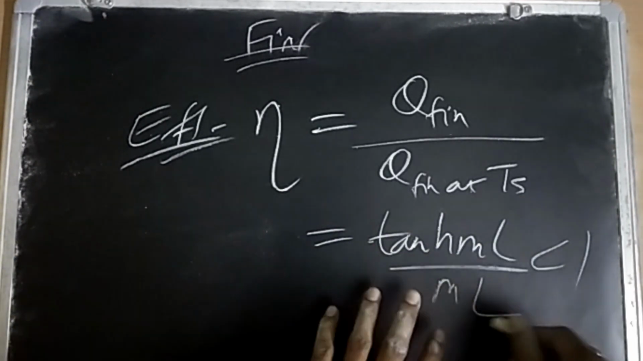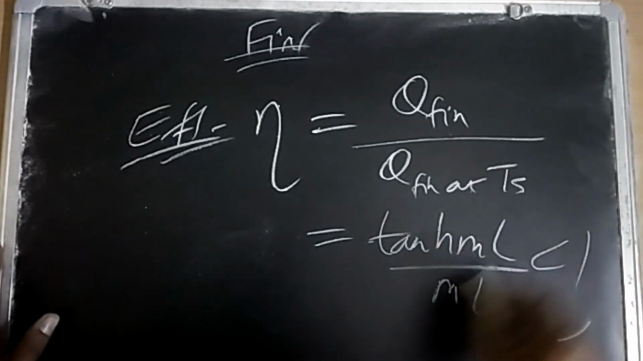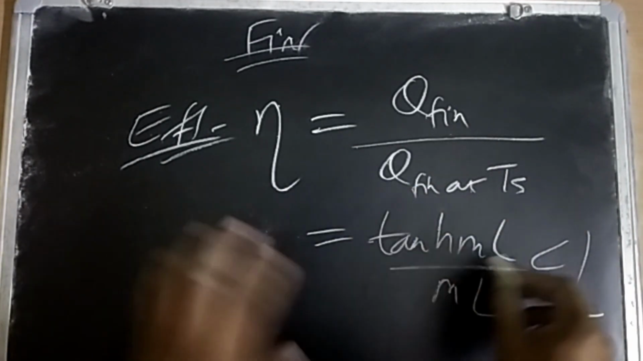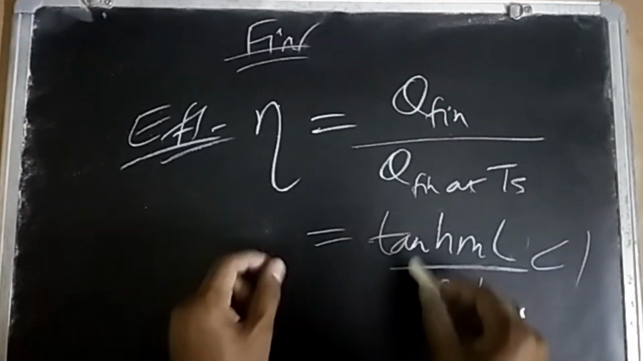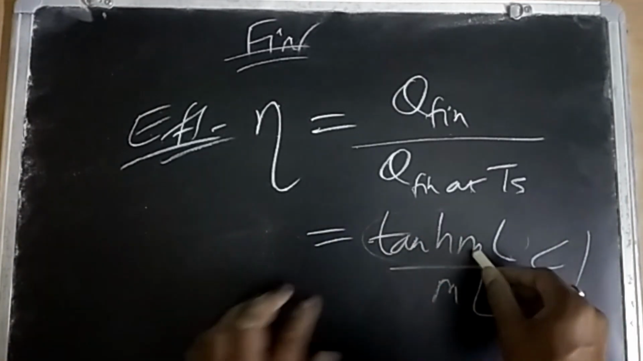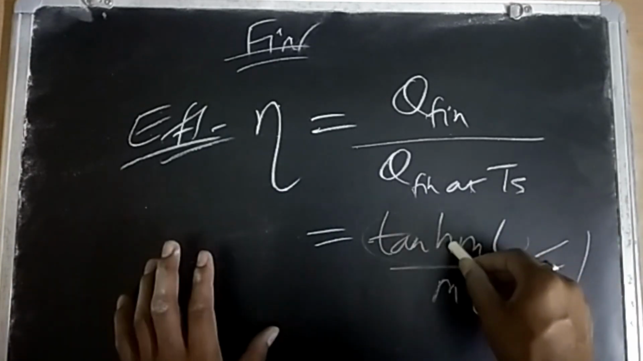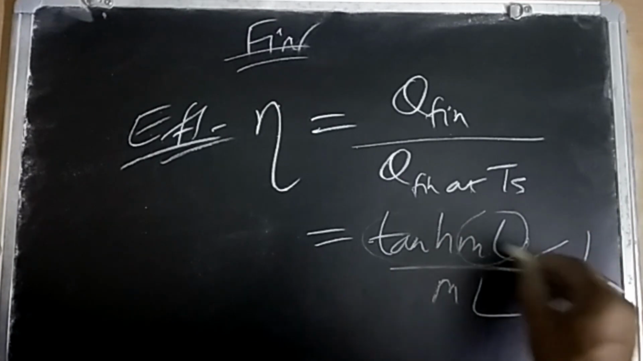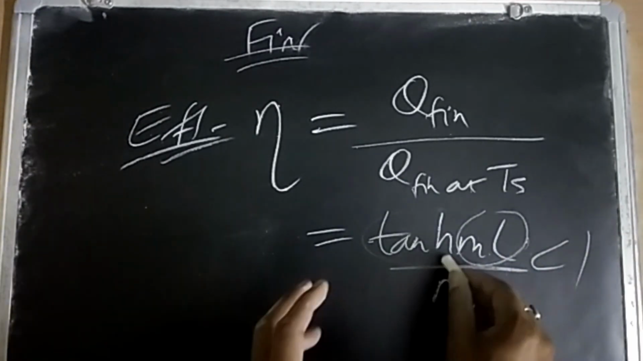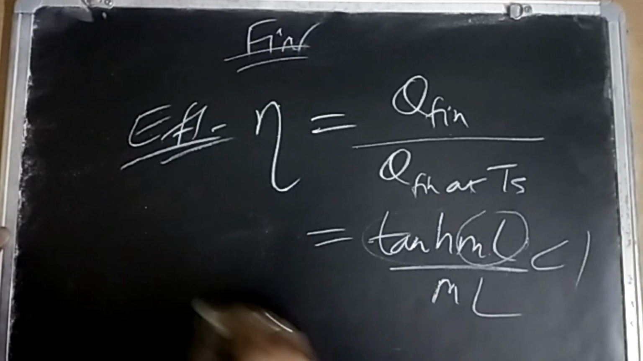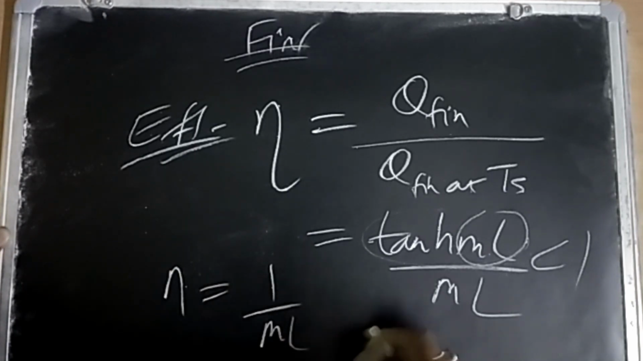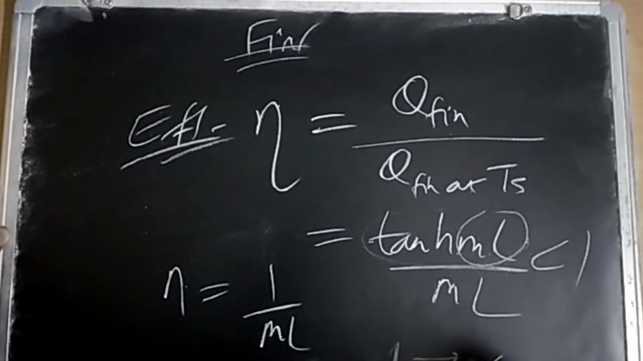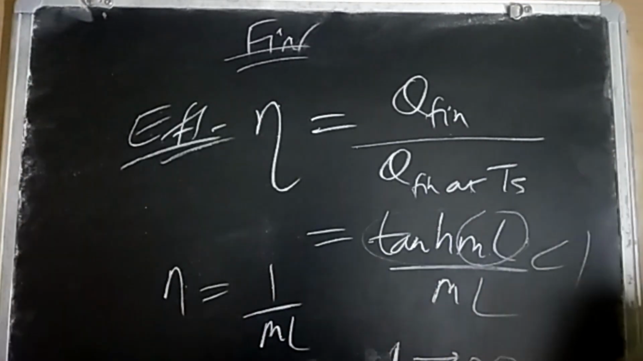If L goes to infinity, you don't need to apply much brain, just use the calculator: put tan h of some very large value, let's say 9999, and it will come approximately to 1. So if ml goes to infinity, eta is equal to 1 upon ml.